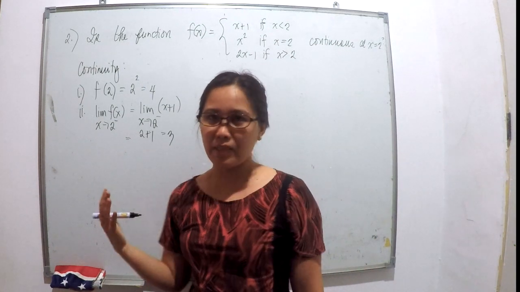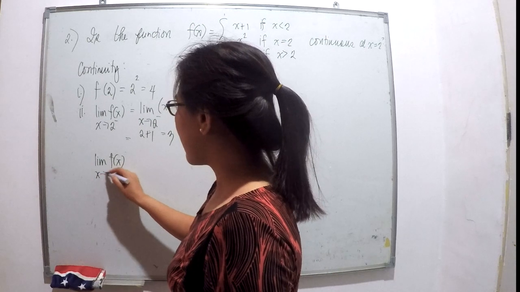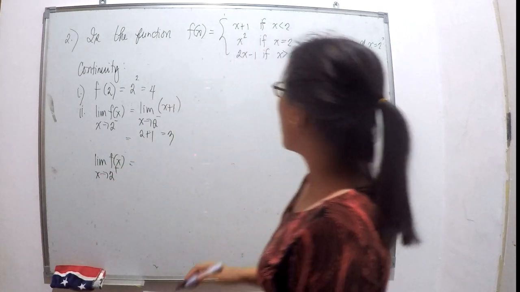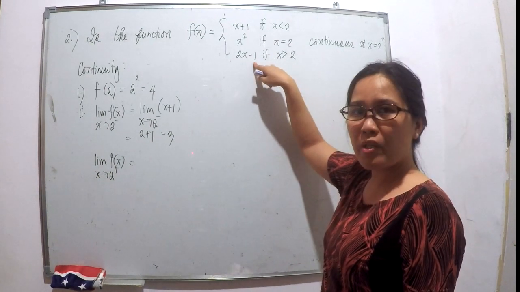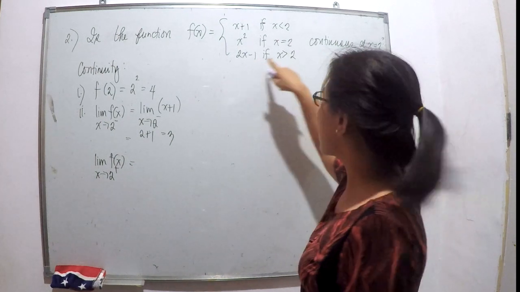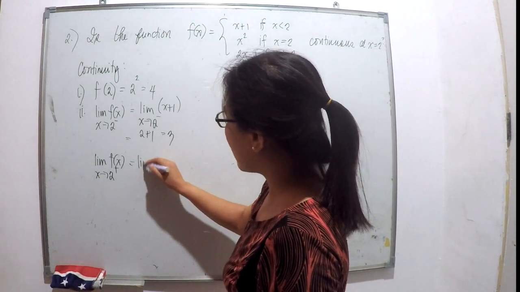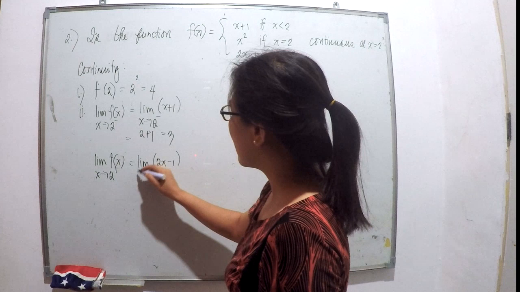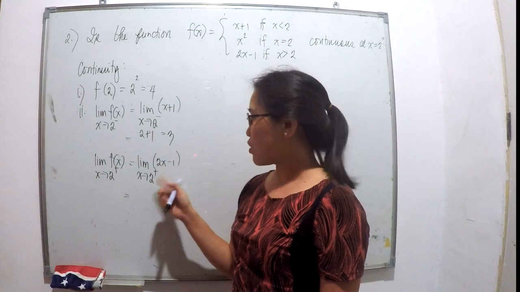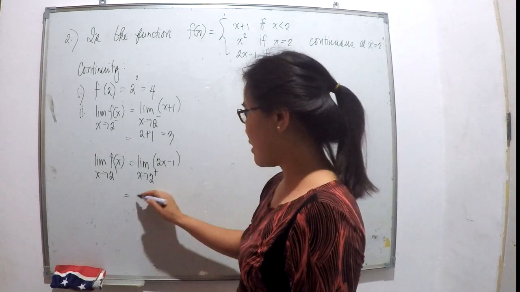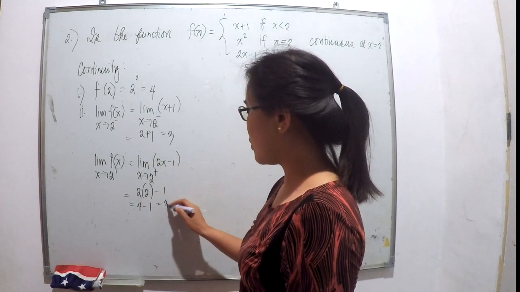How about the right-hand limit? The limit of f of x as x approaches 2 from the right. You consider the domain: we are going to use the third expression since the specified domain is x greater than 2. So we use 2x minus 1. That is the limit of 2x minus 1 as x approaches 2 from the right. Again, this is linear, so we can directly substitute 2 for x. So you have 2 times 2 minus 1 is equal to 4 minus 1 is equal to 3.